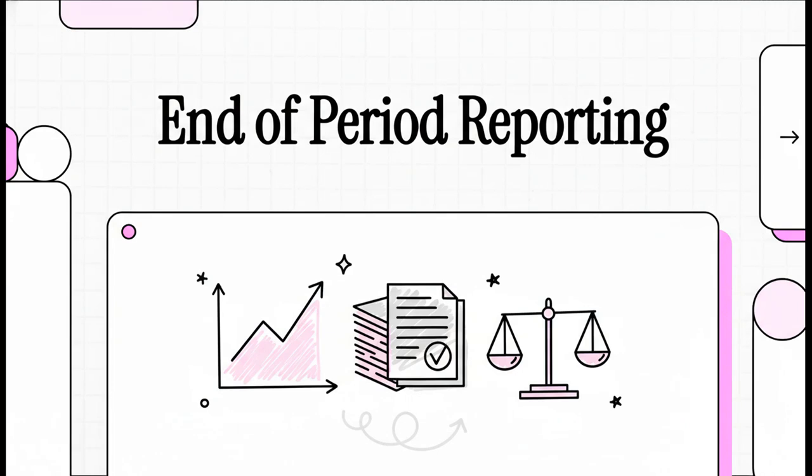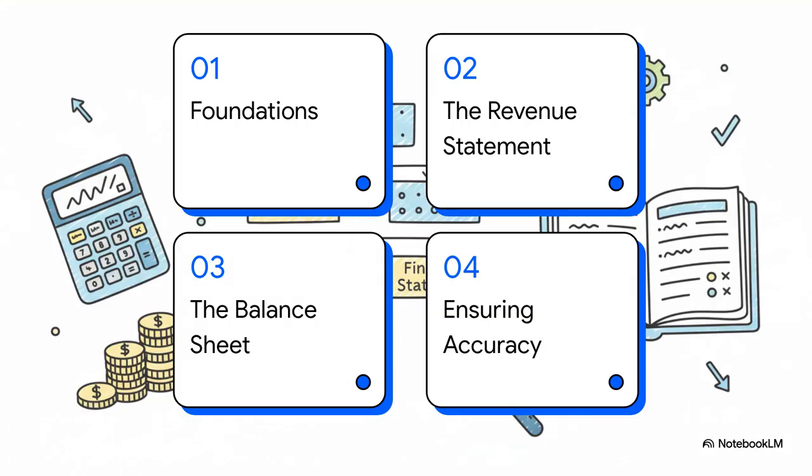Welcome. This briefing outlines the essential processes for end-of-period financial reporting, based on the Learning Guide 05LG End-of-Period Financial Reporting Live. Our objective is to provide the necessary knowledge for producing reliable and compliant financial statements.